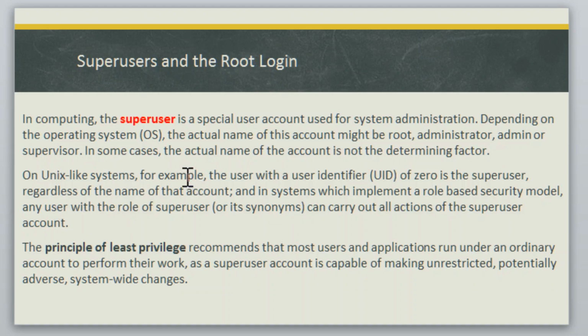On Unix-like systems, for example, the user with a user identifier, UID, of 0 is the superuser, regardless of the name of that account. And in systems which implement a role-based security model, any user with the role of superuser, or its synonyms, can carry out all actions of the superuser account. And this is typically how it's done, guys, is this role-based security model. So the principle of least privilege recommends that most users and applications run under an ordinary account to perform their work, as a superuser account is capable of making unrestricted, potentially adverse system-wide changes.